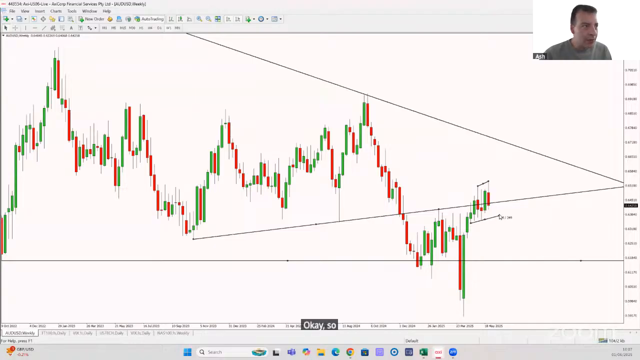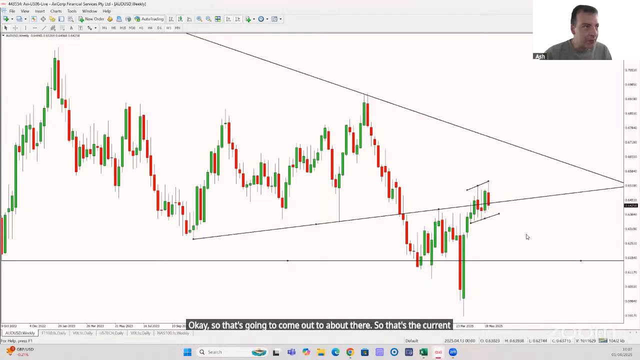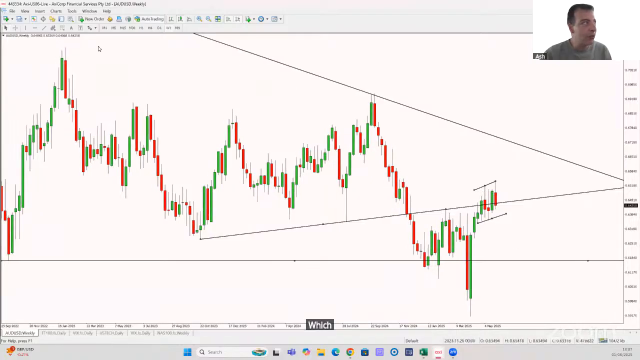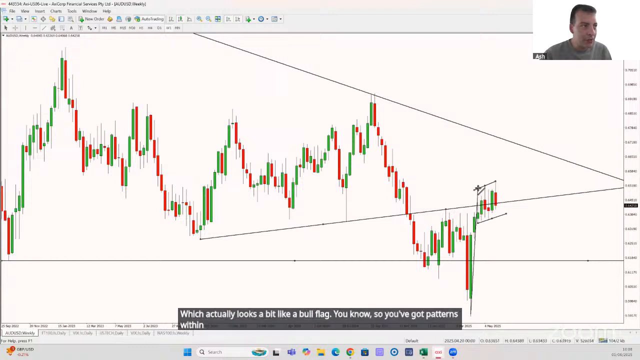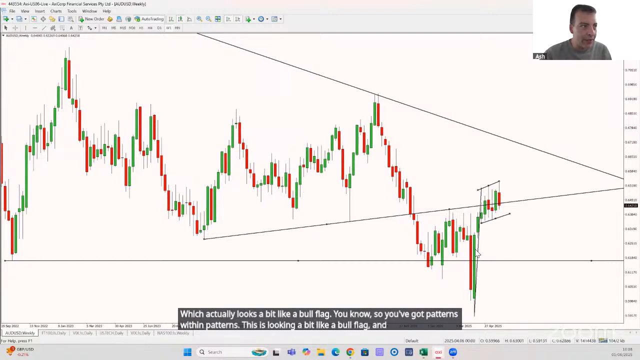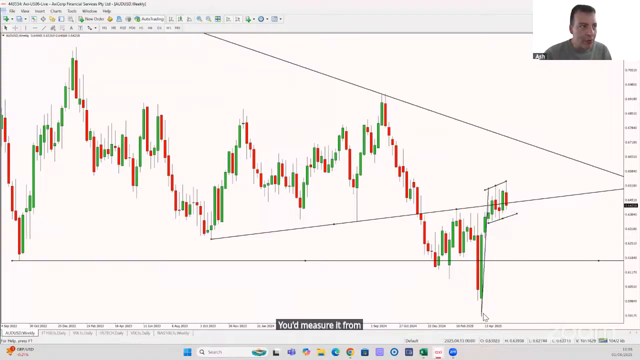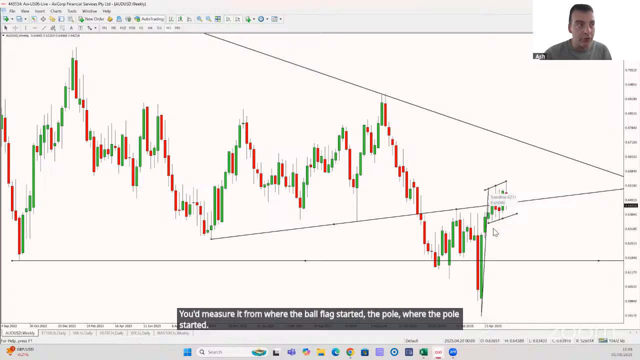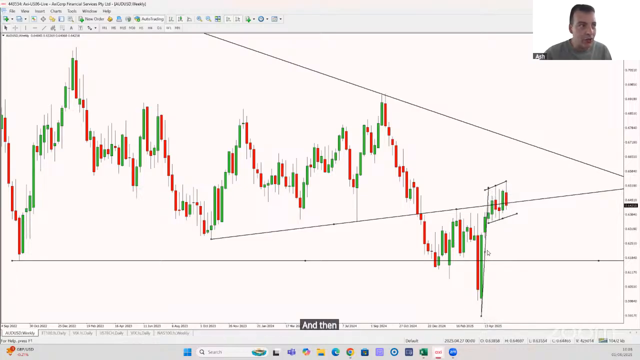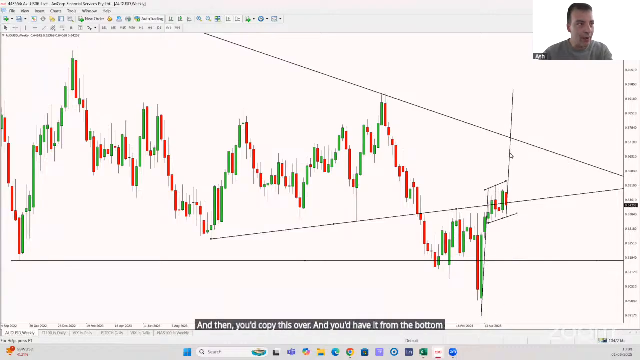Okay, so that's going to come out to about there. So that's the current pattern, which actually looks a bit like a bull flag. So you've got patterns within patterns. This is looking a bit like a bull flag. And if that bull flag is to play out, you'd measure it from where the pole started, right to the top of the bull flag. And then you'd copy this over, and you'd have it from the bottom of the bull flag going up.